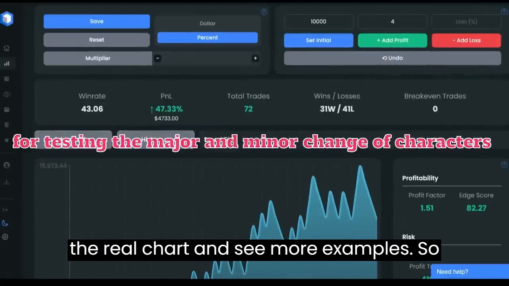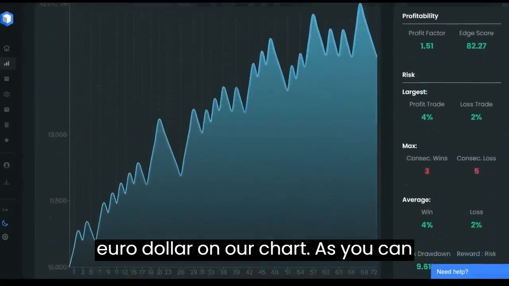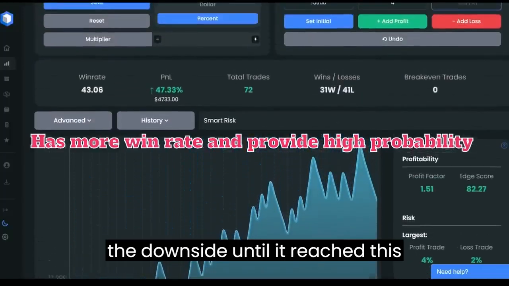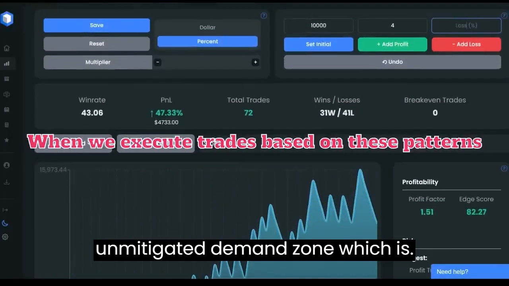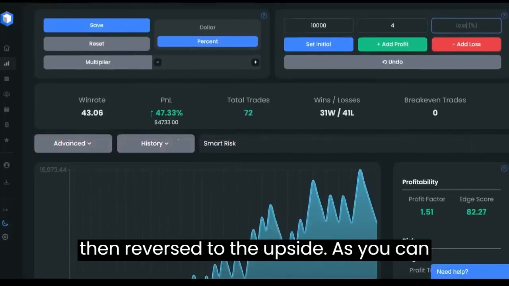Now let's jump into the real chart and see more examples. So here we have the 15-minute time frame of euro-dollar on our chart. As you can see, price created a series of BOSs to the downside until it reached this unmitigated demand zone, which is created in the higher time frame and then reversed to the upside.